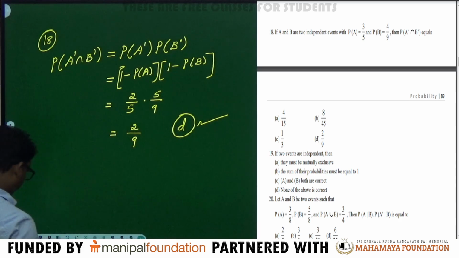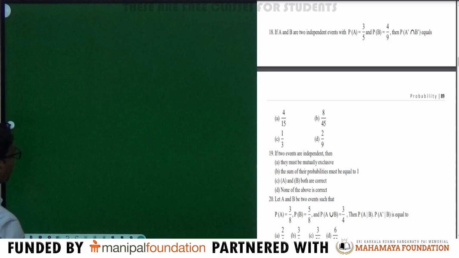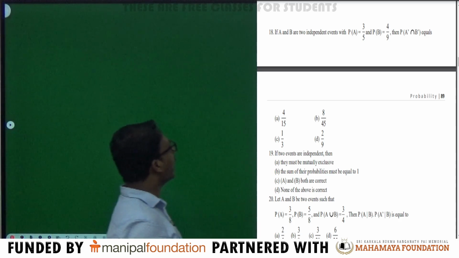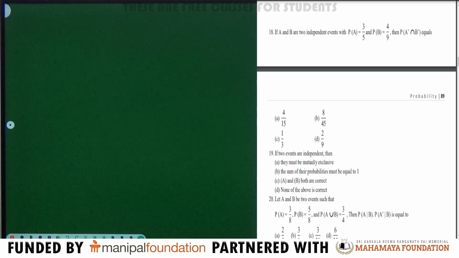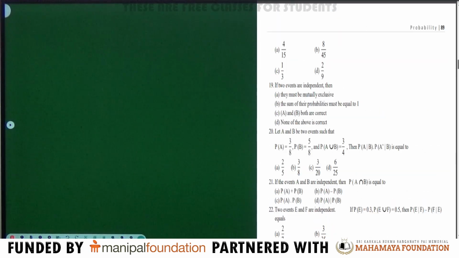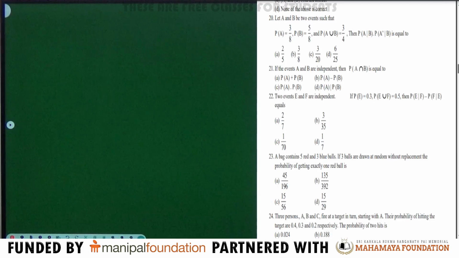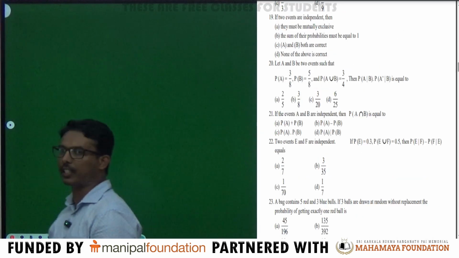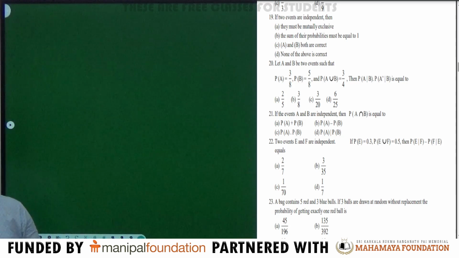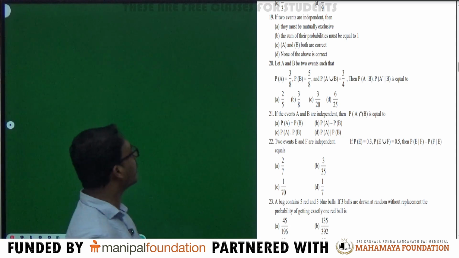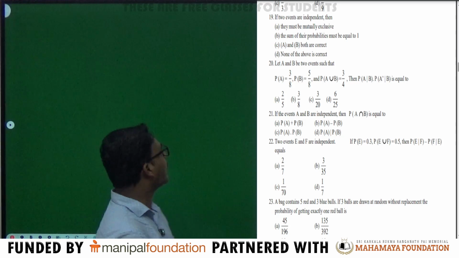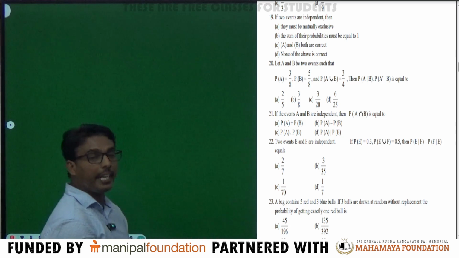Next problem. Question number 19. If two events are independent, then they must be mutually exclusive. It is not at all necessary that if two events are independent events, both events must be mutually exclusive. The statement A is incorrect.